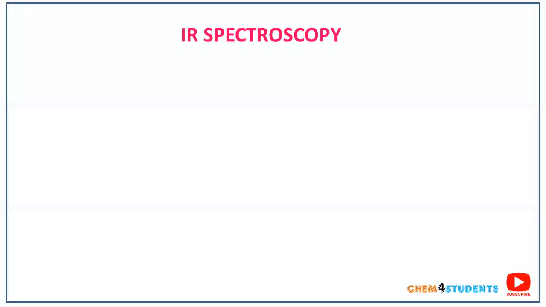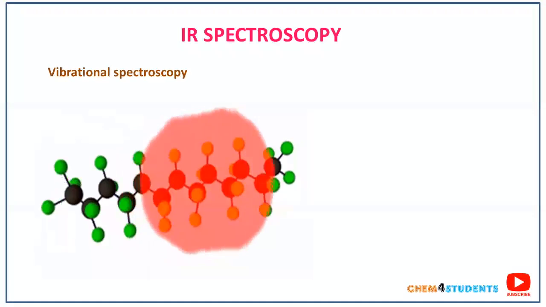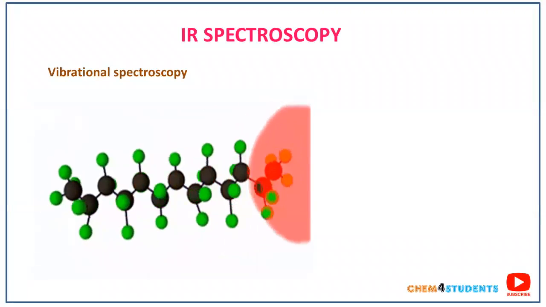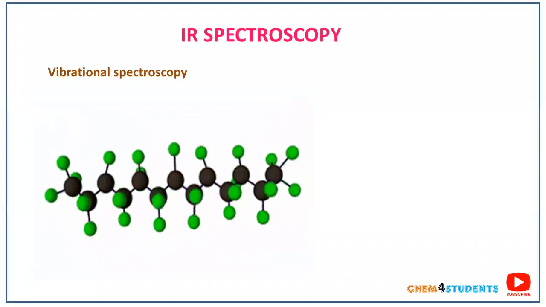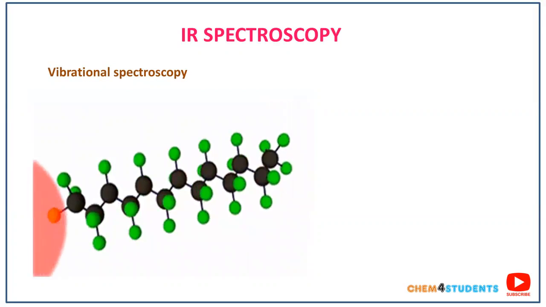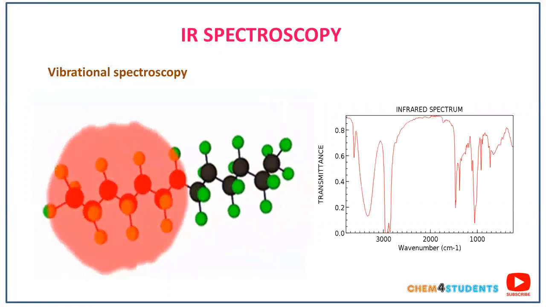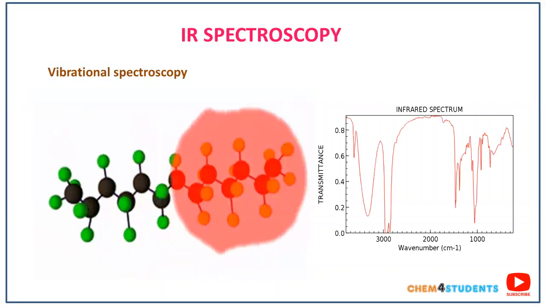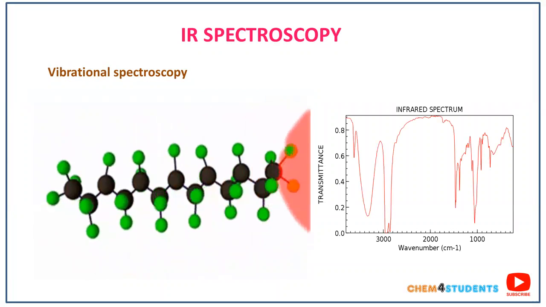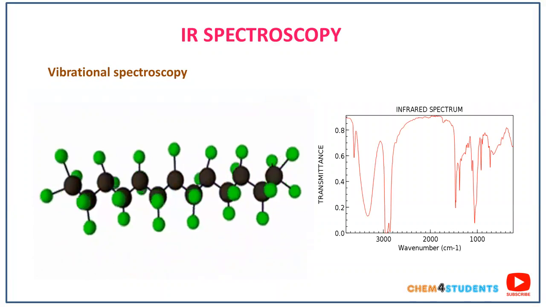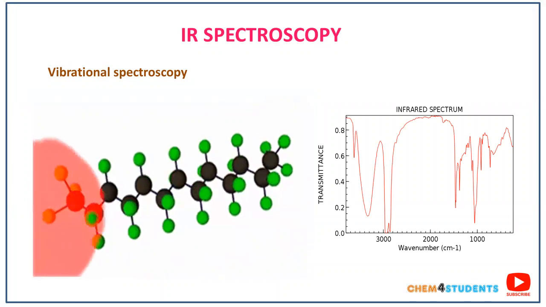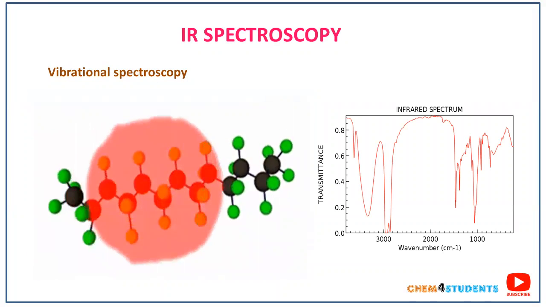IR spectroscopy is also called vibrational spectroscopy. Here, all the molecules present in the sample solution will be vibrated by electromagnetic radiation. All molecular vibrations are useful for analyzing the sample, but how? How exactly are all these molecular vibrations useful for identification of the sample components as well as identification of the functional groups present in the sample solution?